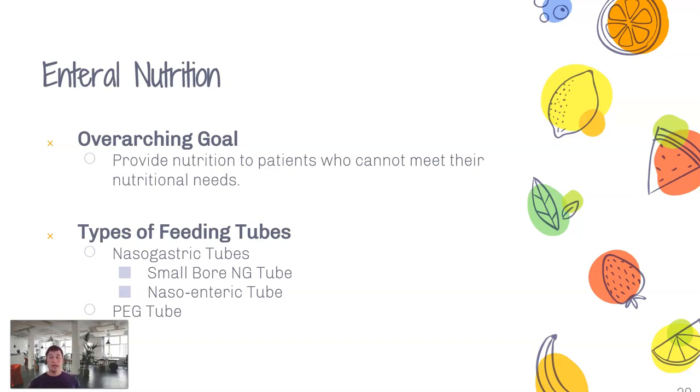Let's talk about a PEG tube. A PEG tube is surgically placed into the left upper quadrant of the abdomen. A PEG tube is well tolerated for long-term nutrition. It's easy to use and it has low incidence of complications due to its makeup and location. A PEG tube has decreased aspiration pneumonia risk. It's cost effective, especially for long-term care use.